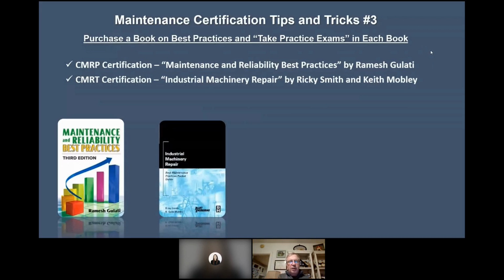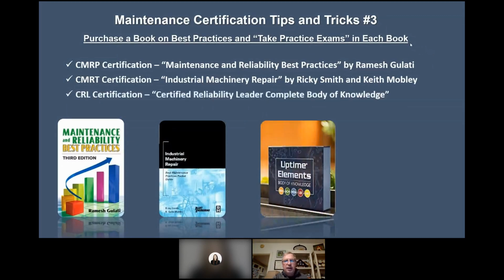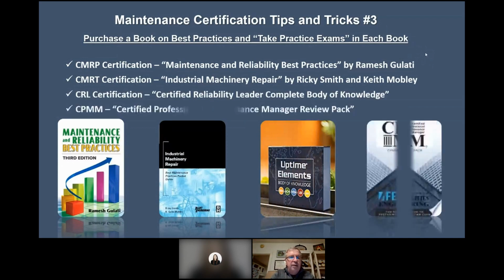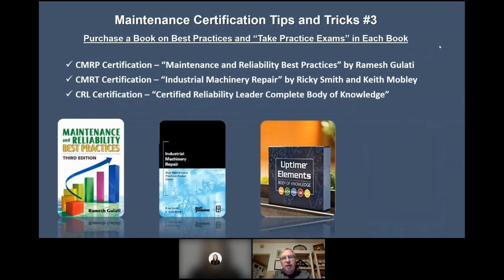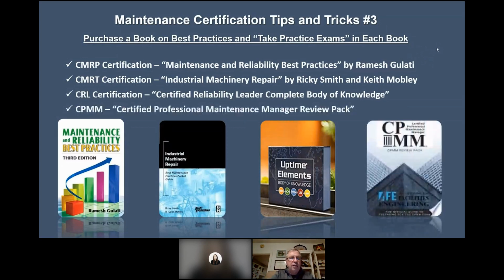It also has questions for each chapter, and you can go back in the chapter on ones that you missed to study. Believe me, these two books will help you a lot. The CRL, Certified Reliability Leader, Complete Body of Knowledge, you can buy on the internet, not complicated. But there's more to it than that. You've got to do this, and you also have to do other things with the CRL. So you have to take a class.